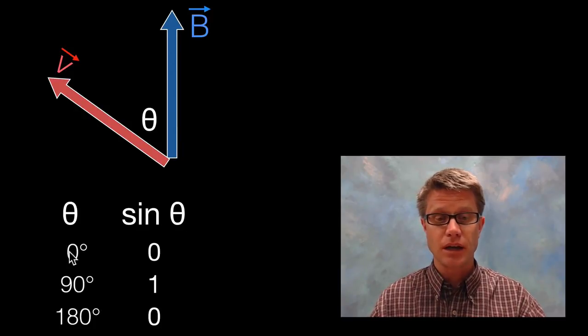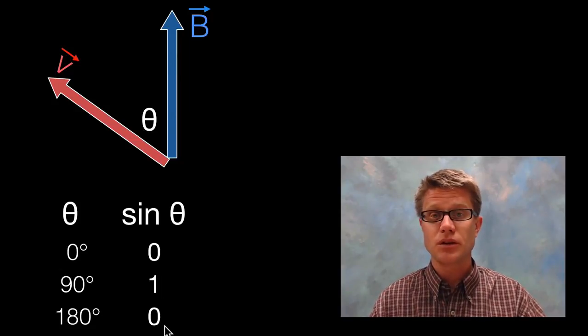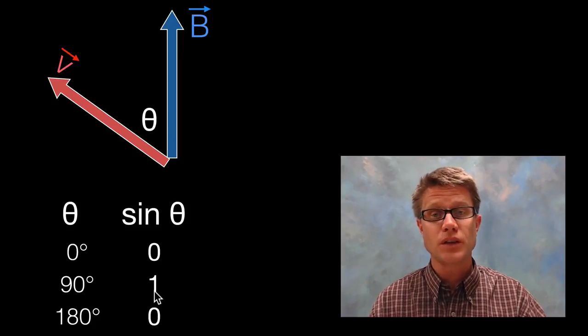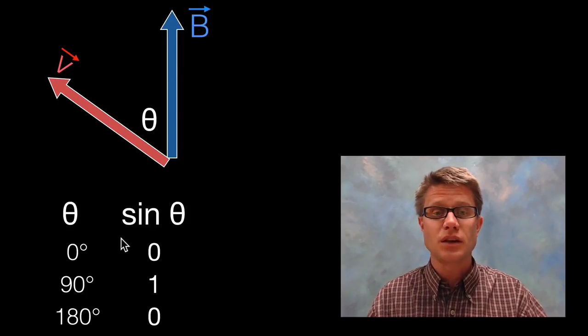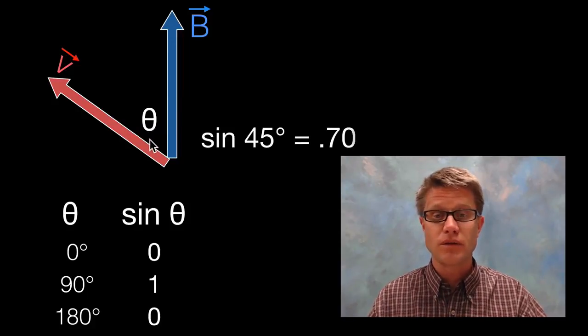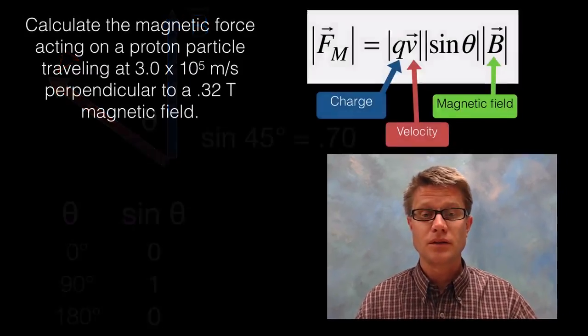So if it's a 0-degree angle, sine of 0 is going to be 0. There's going to be no magnetic force. Likewise, sine of 180 is going to be 0. But if we're at 90 degrees, that's going to be 1. And the AP folks say that you should really understand 0, 90 degrees, and 180. But the sine makes sense to me, and it should make sense to you as well. What does our angle look like right here? Well, that's around a 45-degree angle. So what's the sine of 45? It's just going to be 0.70. It's going to be somewhere between 1 and 0.